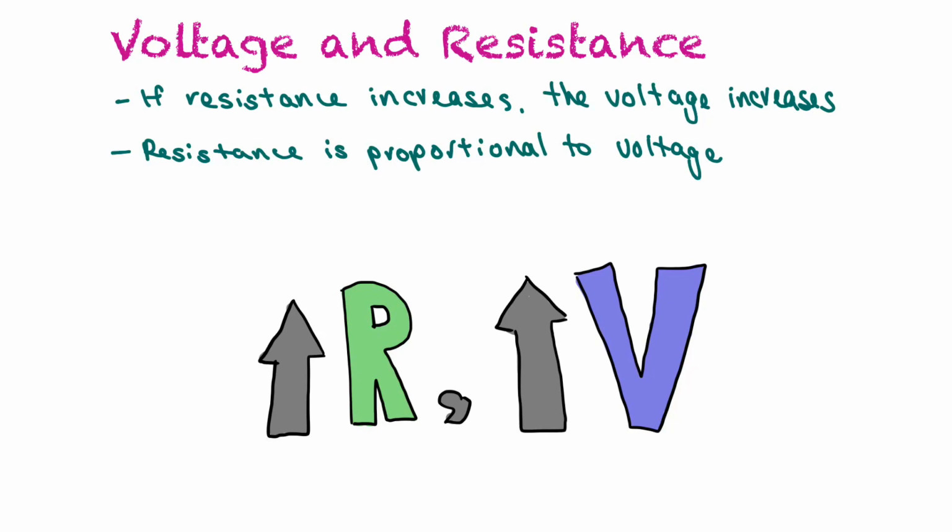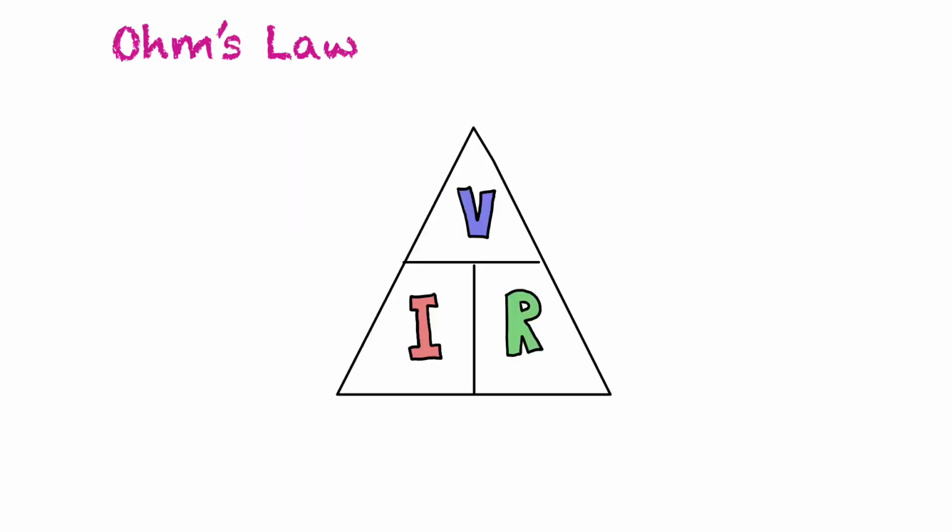Now, voltage and resistance are proportional to one another. So if I increase resistance, the voltage will increase. If I decrease the resistance, the voltage will decrease. So here's our relationship here all in one formula triangle. So we see here that V is on the top of the triangle. Remember, V is voltage.